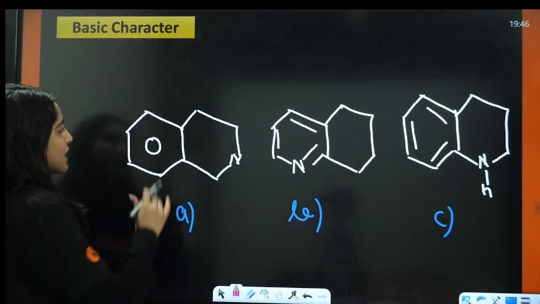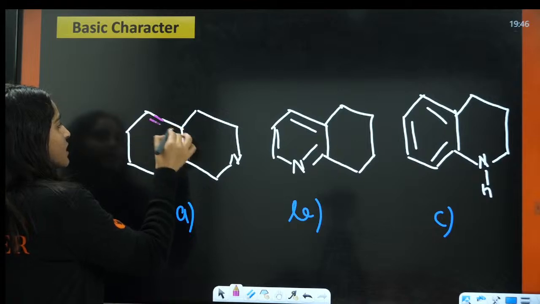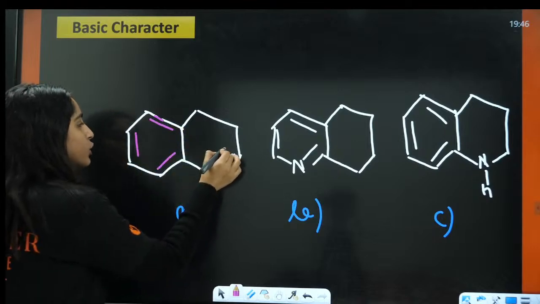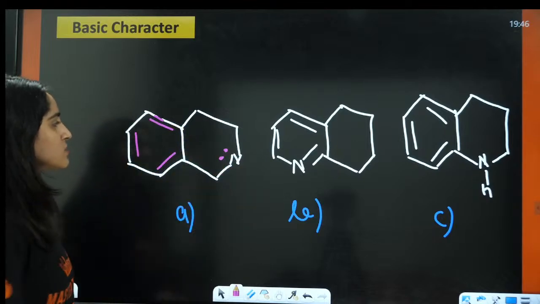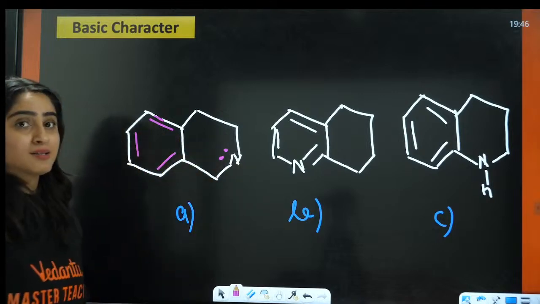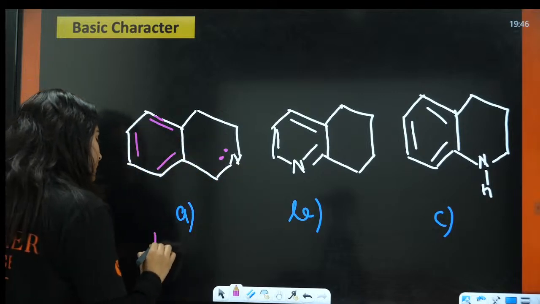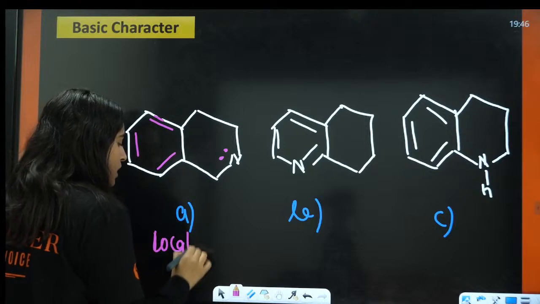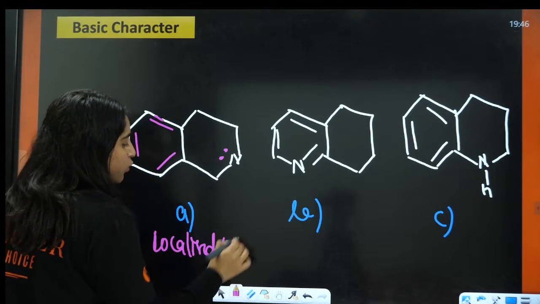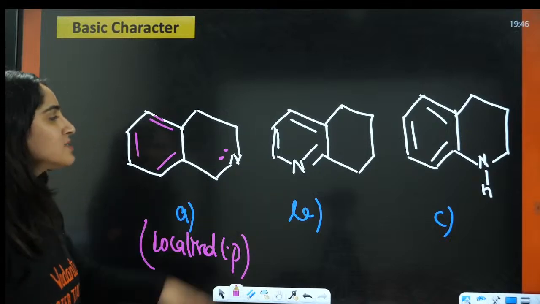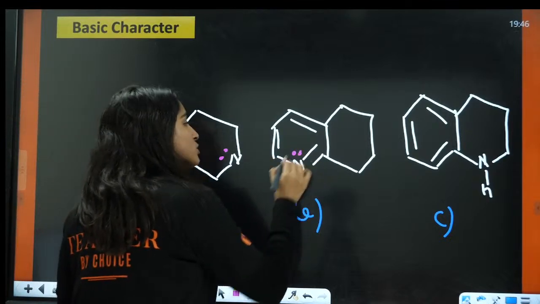So now, beta, as you can see, here we can see this is a double bond, and a double bond. These are the lone pairs. So this is a lone pair, single bond, single bond. That means this is a localized lone pair. The lone pairs are localized. And in this case, lone pairs are also localized.